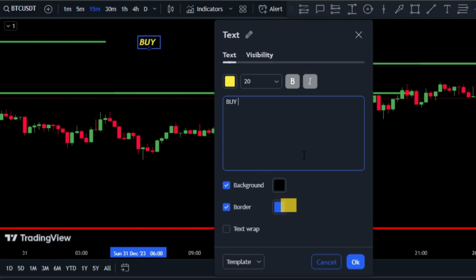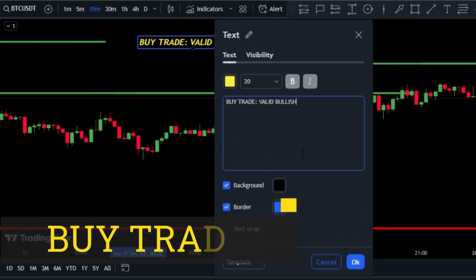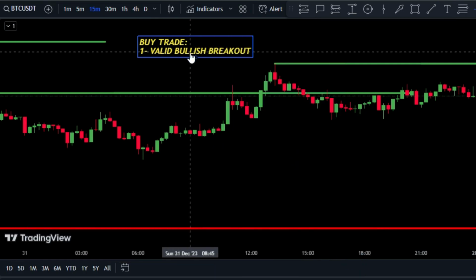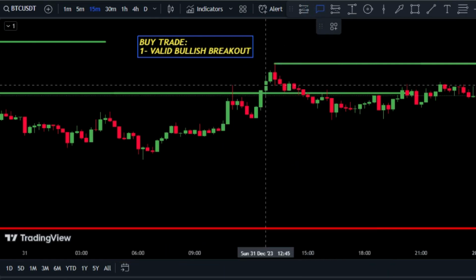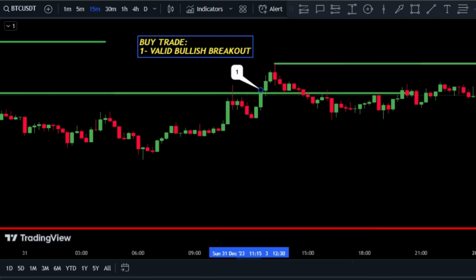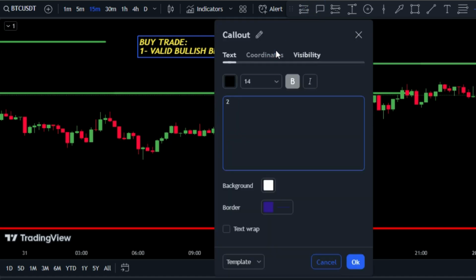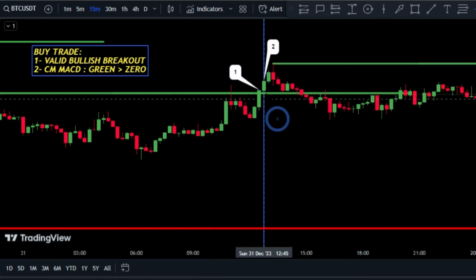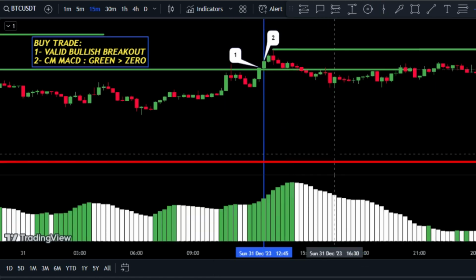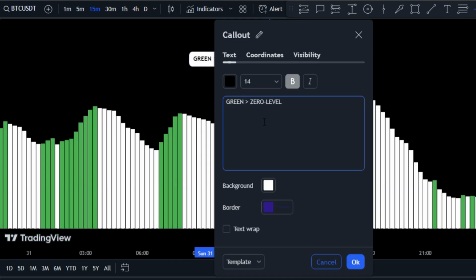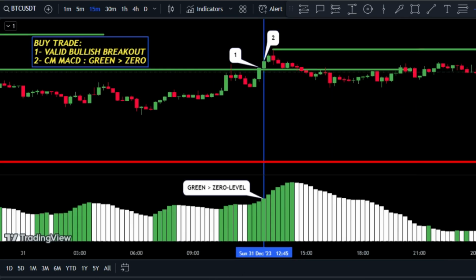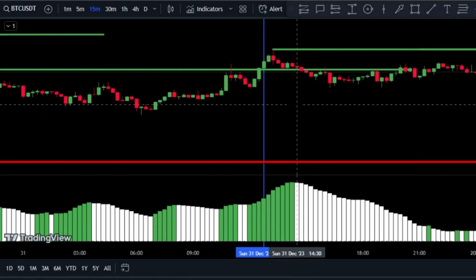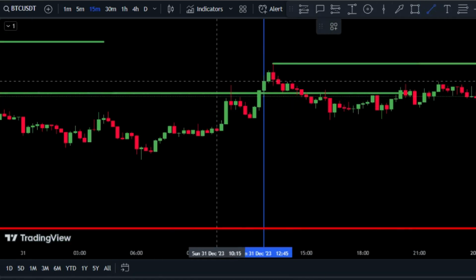And now to initiate a long trade, start by confirming a valid bullish breakout in the market. Next, cross-verify with the CMAC custom indicator based on its color and position. So if both these conditions align, you're all set to enter a long trade.